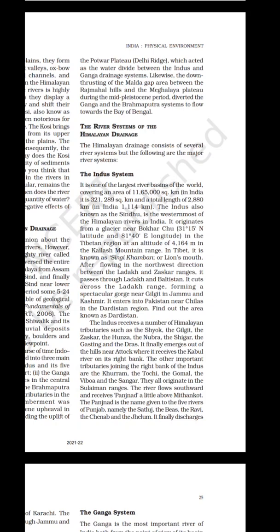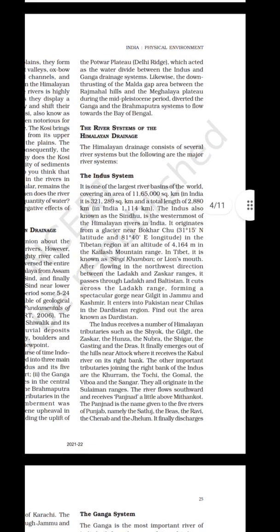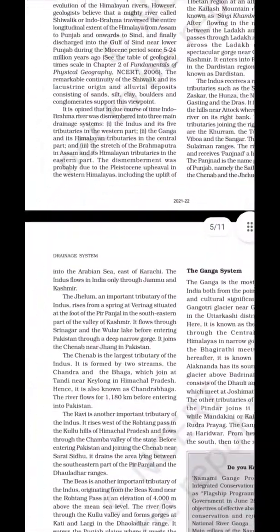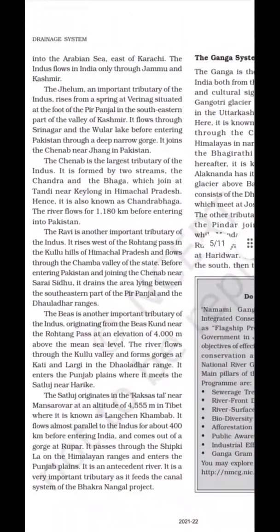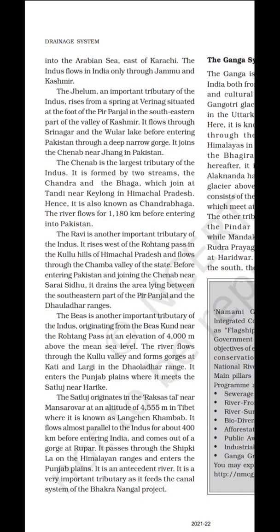The Panjnad is the name given to the five rivers of Punjab, namely the Satluj, the Beas, the Ravi, the Chenab, and the Jhelum. It finally discharges into the Arabian Sea east of Karachi. The Indus flows in India only through Jammu and Kashmir.